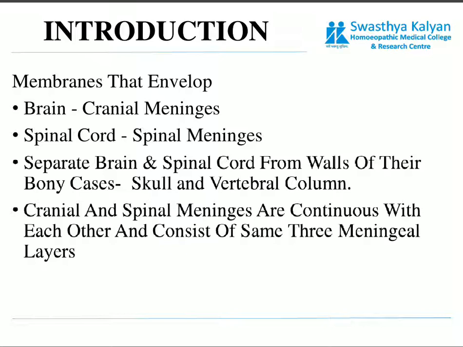The cranial meninges continue downwards as the spinal meninges. They are continuous with each other and they are three in number. These membranes separate the brain and the spinal cord from their respective bony walls, that is, they separate the brain from the skull bone and the spinal cord from the vertebral column.